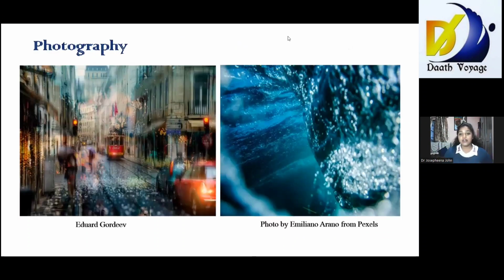Now, in photography, how did we capture this impressionism? If you see the first picture, it was taken by a photographer called Edward Gordeev, and when you go to see his gallery on Google or Microsoft Edge, wherever in your search engines, if you search this name Edward Gordeev, you'll find beautiful pictures. These are photographs, not paintings. These are photographs taken by the photographer himself, using a lot of filters by himself.